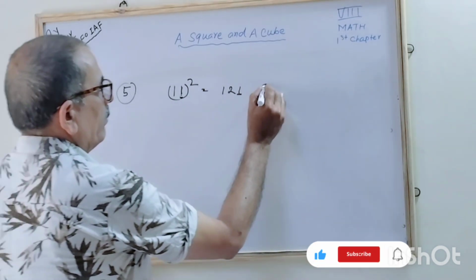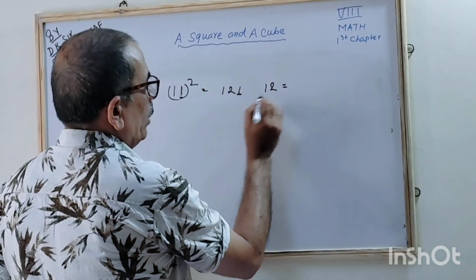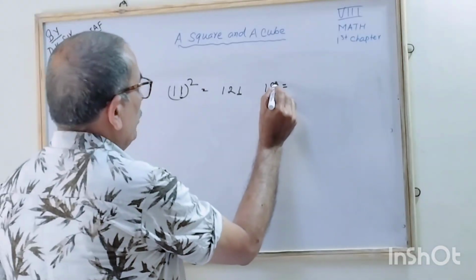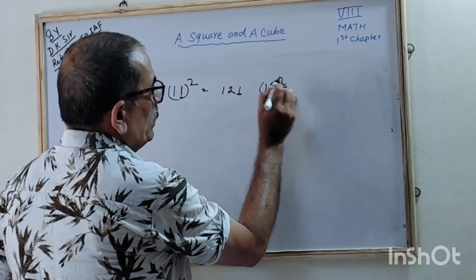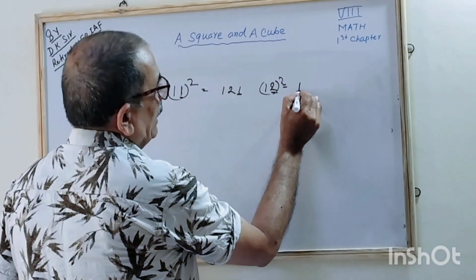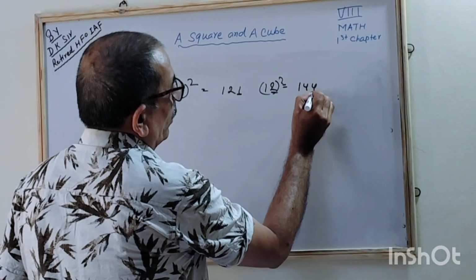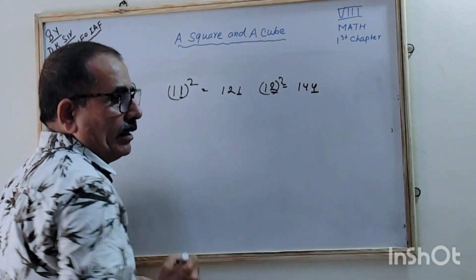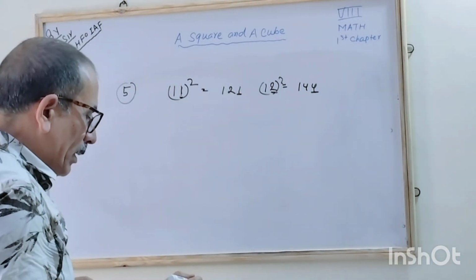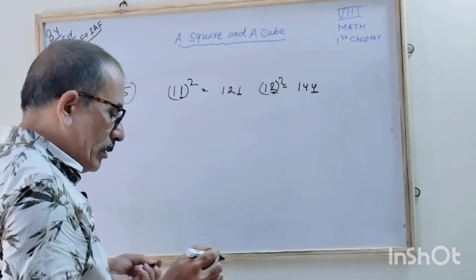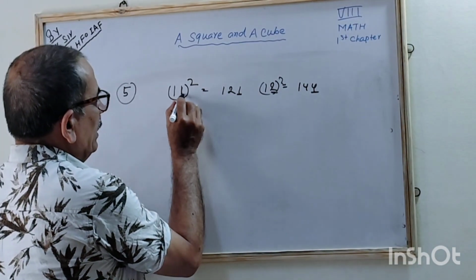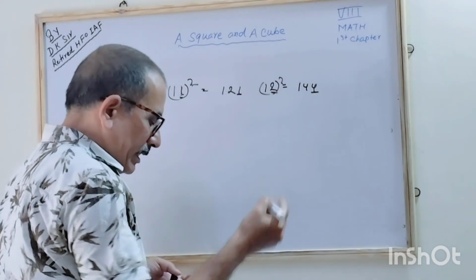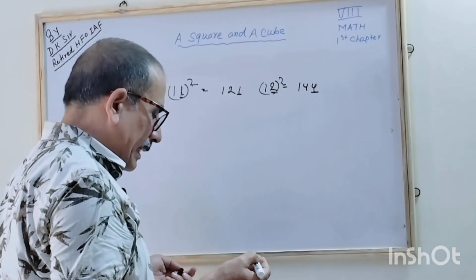If you take 12, it ends with 2. When you square 12, 2 squared is 4, so you get 144. So it is also ending with 4, correct? For any number you square, the last digit of the square will be the same as the unit digit of the square of its unit digit.